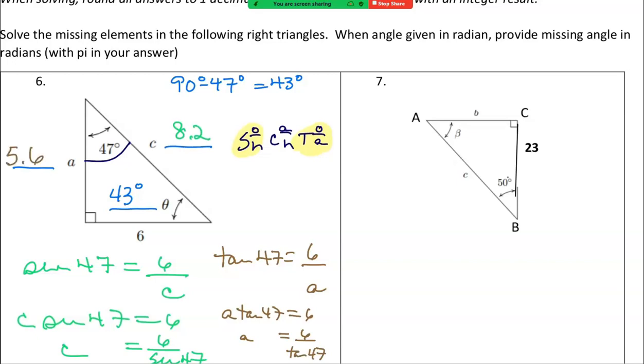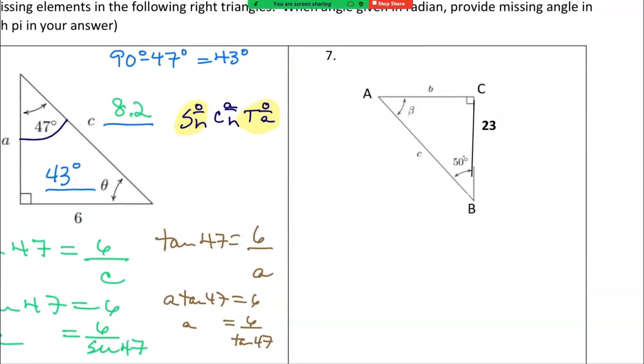All right, so check that. Make sure you can get those answers. Number 7 is exactly the same type of problem. So you're going to get your angle first. And to get that angle, and now I can call it angle A, is 90 minus 50, which is 40 degrees. So this is 40 degrees. That was missing.